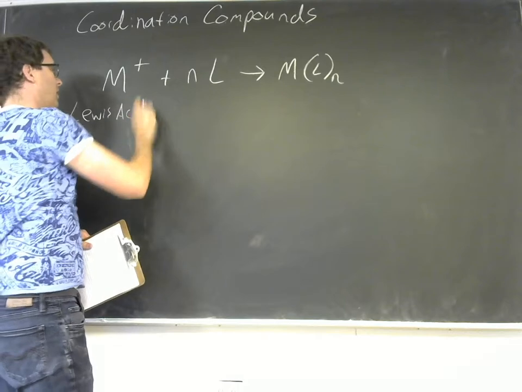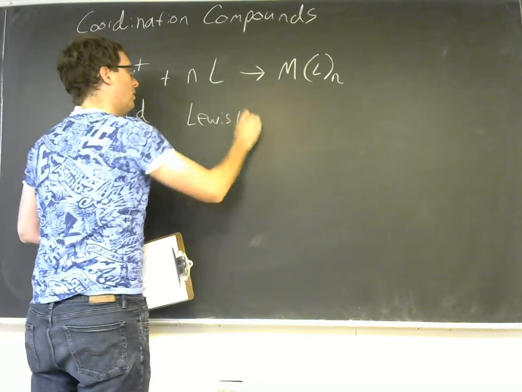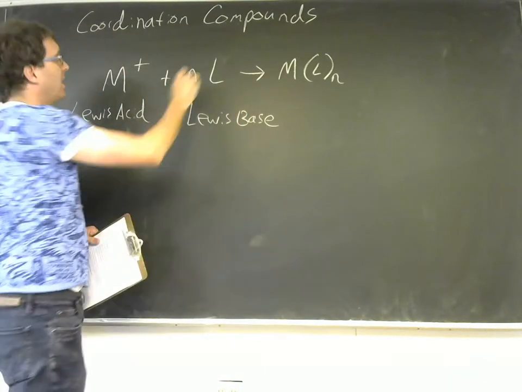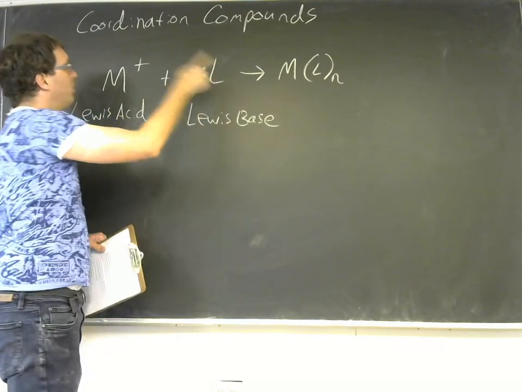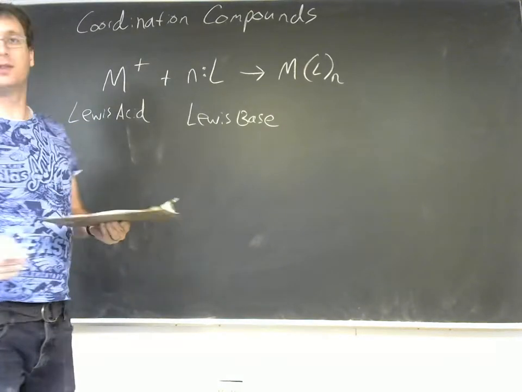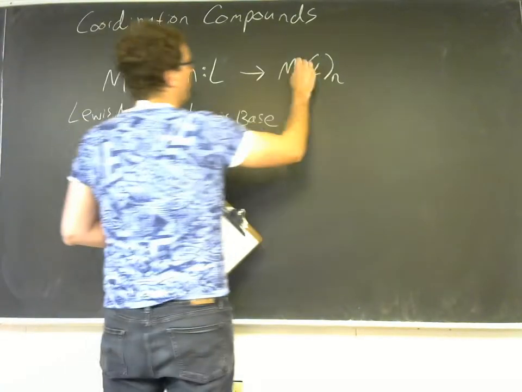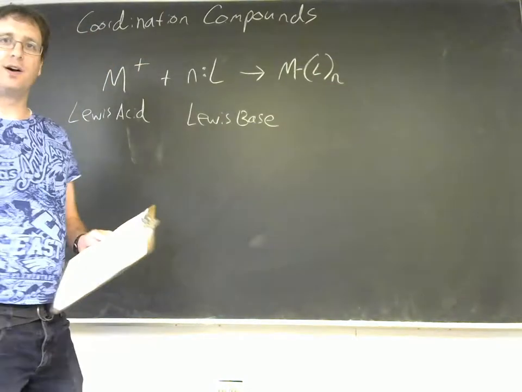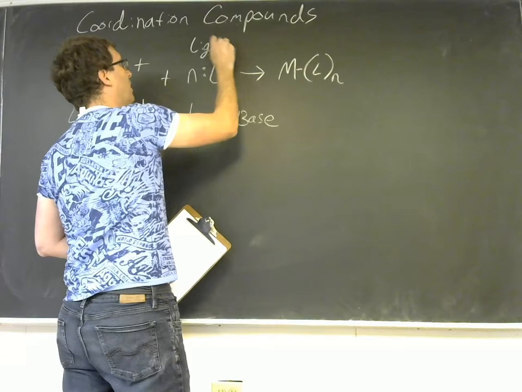In this case, the metal cation is acting as a Lewis acid, and the ligand is acting as a Lewis base. And so what that means is that the ligand is going to have a lone pair of electrons which it will donate to form a new covalent bond with the Lewis acid or the metal cation. So the new bond that is formed between the metal cation and the ligand, and I'm going to spell ligand just so that you know how it's spelled, ligand.